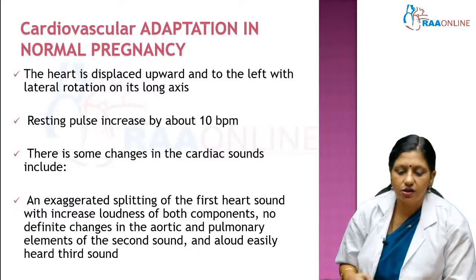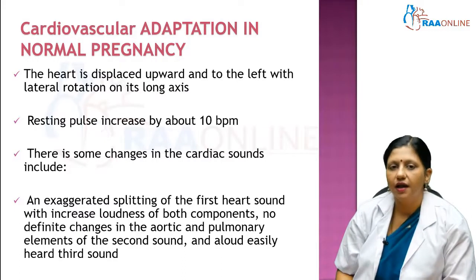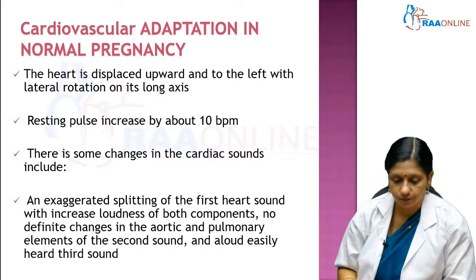So, what happens in normal pregnancy? Because of the rise in the diaphragm, the heart is displaced upwards and to the left with a lateral rotation along its long axis. The resting pulse rate in pregnancy is higher by around 10 beats per minute, and there are some changes in the heart sounds, which include an exaggerated splitting of the first heart sound, an increase in the loudness of both components of the first heart sound, no definitive changes in the aortic and pulmonary elements of the second sound, and an easily heard third heart sound.